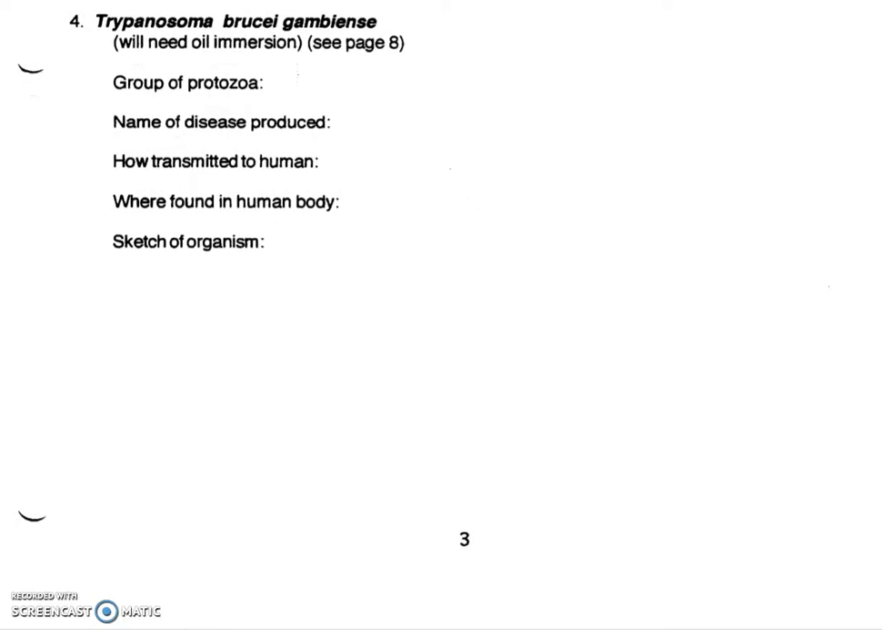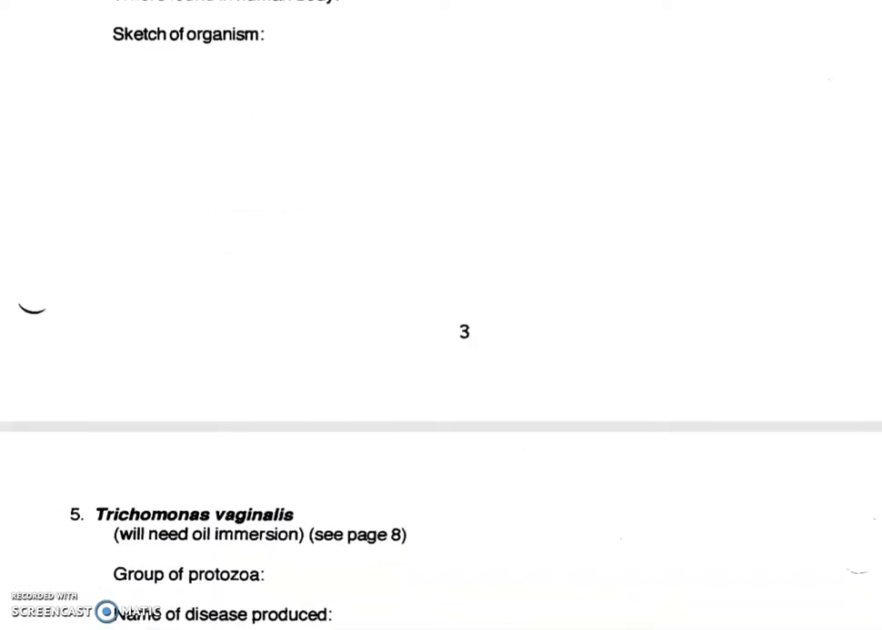Trypanosoma brucigambiens, that's also a flagellate, and you should take a look at the pathogen group again. It's causing African trypanosomiasis, sleeping sickness, and again, that's covered in pathogen group number 4. And you should be able to sketch the organism either by looking at pathogen group number 4 or Googling the pathogen. You should be finding lots of information.